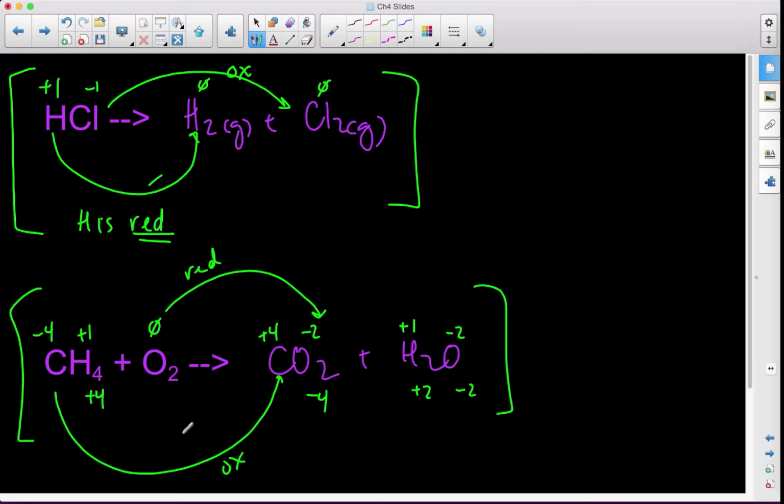And in general, when we have elemental things on either side, usually that's a big clue that we have a redox happening, because elemental things are 0, and those are the only things that are 0. So that's usually a big clue that what we're looking at is a redox process. All right. Very good.